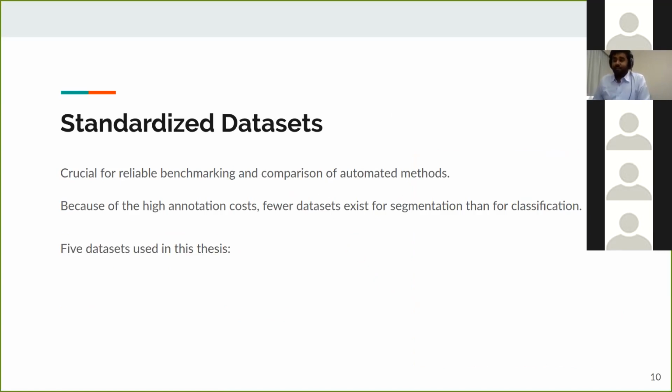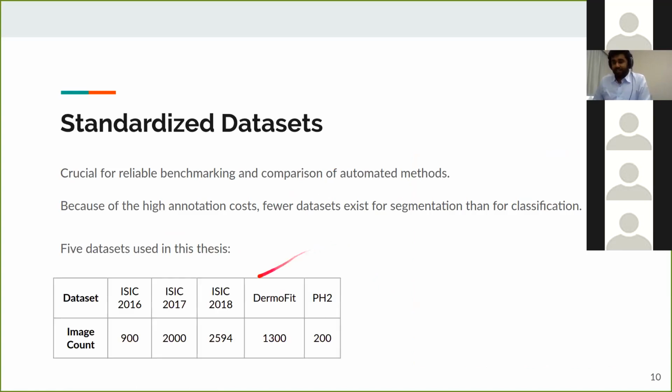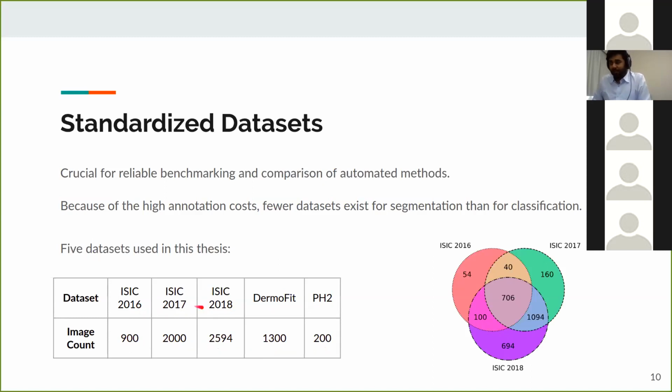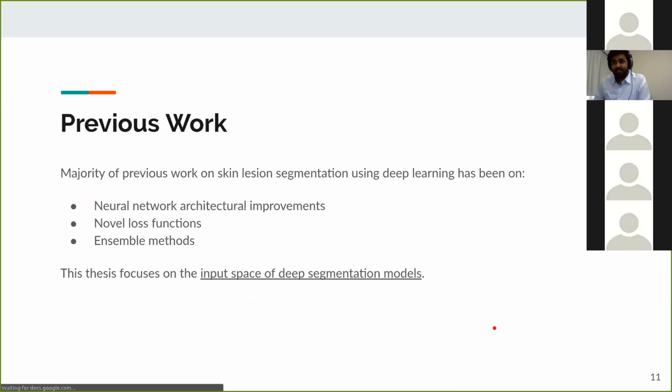In this thesis, we use 5 datasets, the ISIC challenge datasets from 2016 through 2018, the DermoFit dataset, and the PH2 dataset. The number of images in each of them are shown here. Since the ISIC datasets all come from the same source, that is the ISIC archive, there is some overlap between them, and this Venn diagram shows the amount of overlap between the 3 datasets.